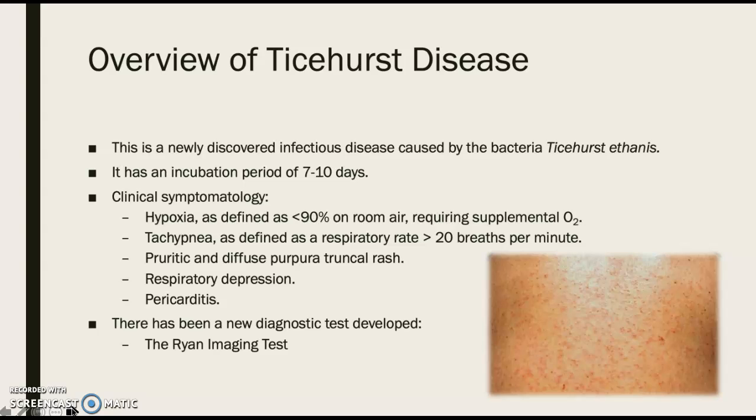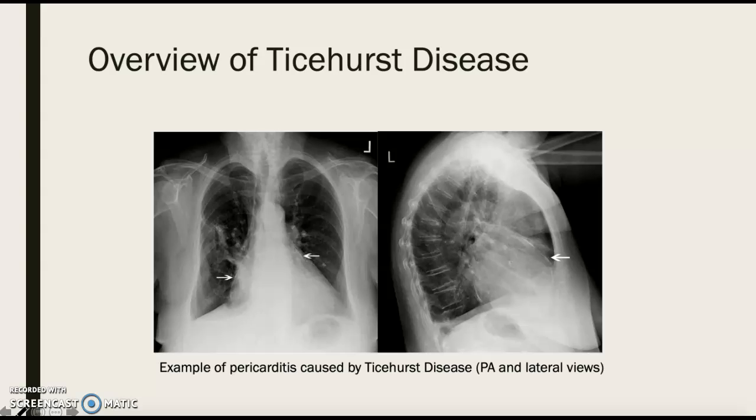The newly developed diagnostic test is called the Ryan imaging test. Normally, to test for Ticehurst disease, we would use an X-ray, which here we can see a pericardial effusion, which is one of the key features of Ticehurst disease. However, X-rays are expensive, and in addition to being expensive, they also expose patients to radiation.